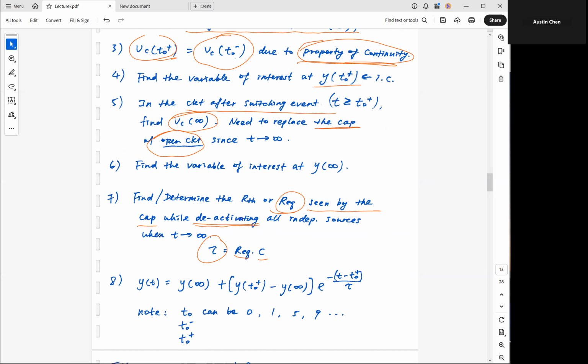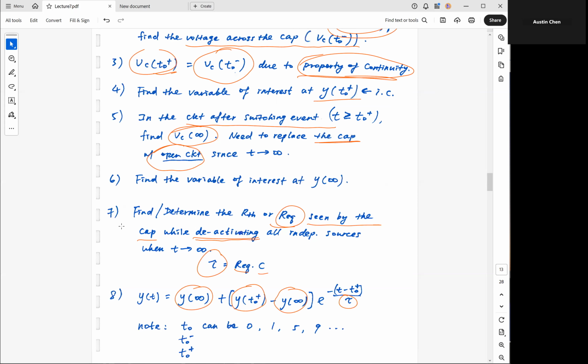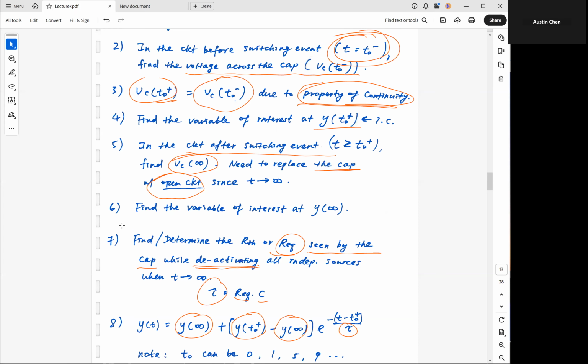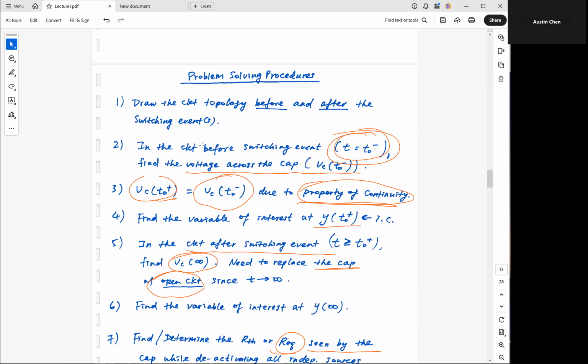All right, and then as the very last step, all you have to do is use this template. This template is something you want to remember so that you don't have to rederive the equation. You just plug in your final value, plus initial value minus the final value, times the exponential function of negative t divided by the time constant. Then you're done. I'm going to go over a couple of examples following this procedure.